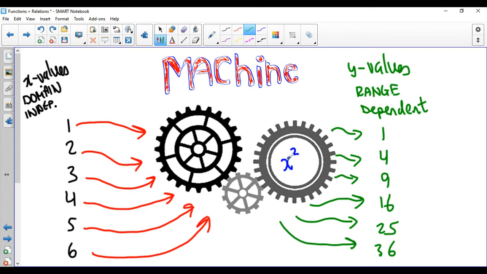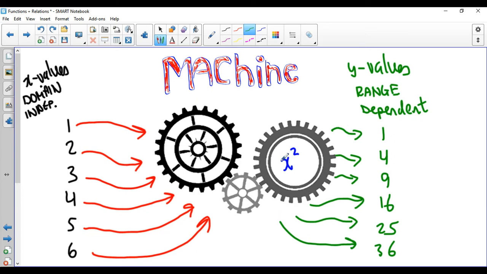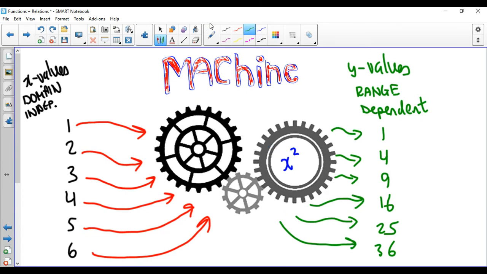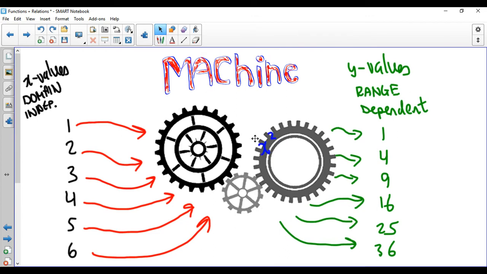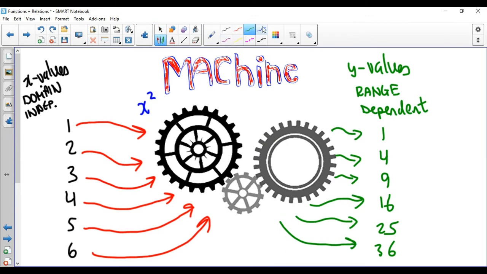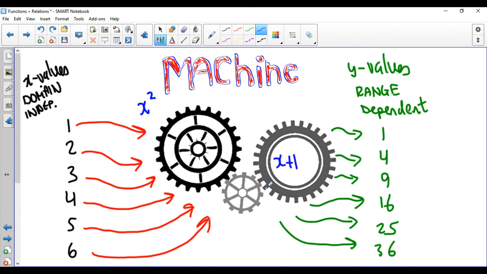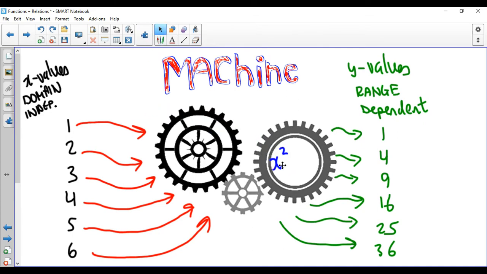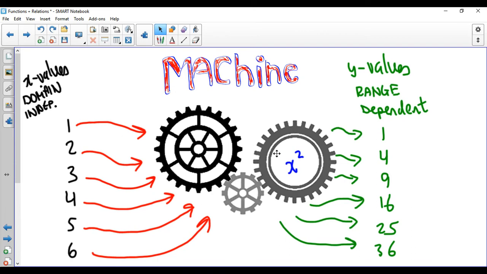So now, what can the machine do? Well, it can do lots of stuff. If I took this away and changed the rule in the machine, like x plus 1, then my outputs would change. So really, this is how we're going to get into this new thing called a function.